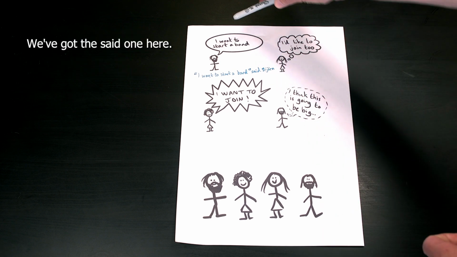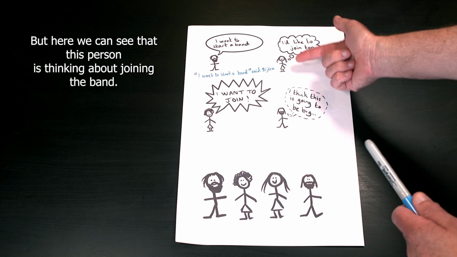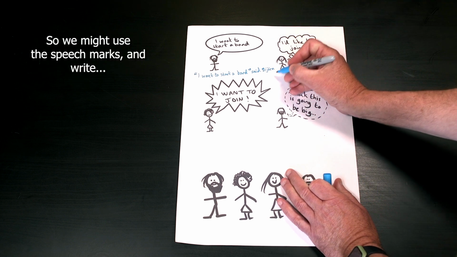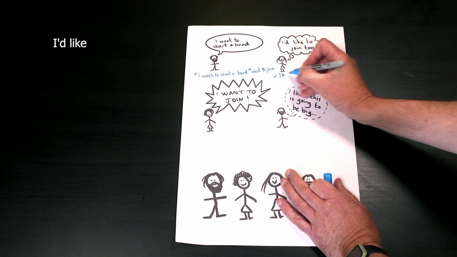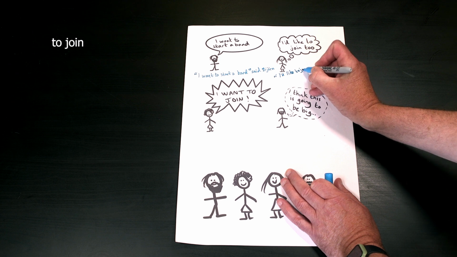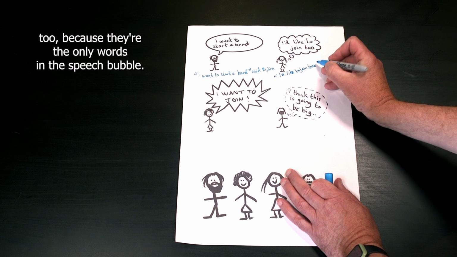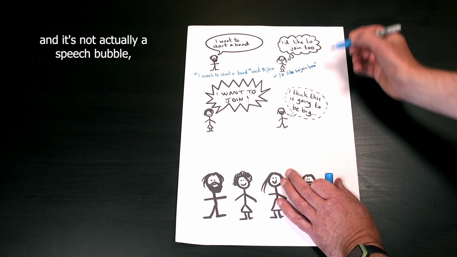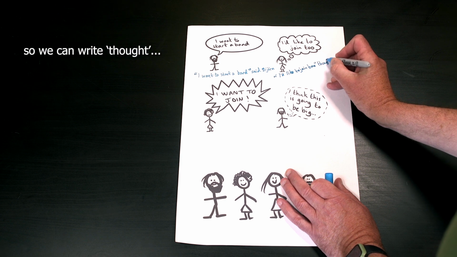We've got the said one here: "I want to start a band," said Bjorn. But here we can see that this person is thinking about joining the band. So we might use the speech marks and write, "I'd like to join too." Because they're the only words in the speech bubble, we know to put the speech marks there. And it's not actually a speech bubble, it's a thought bubble, so we can write thought.